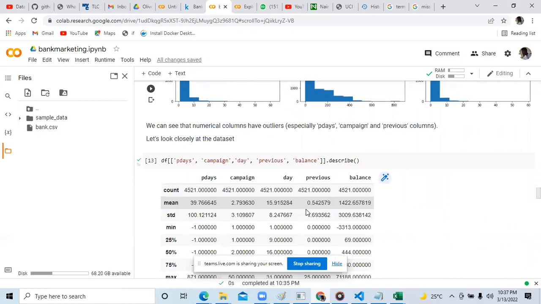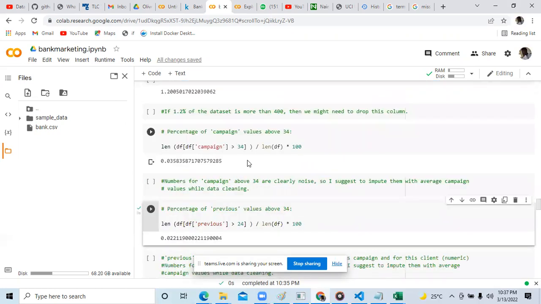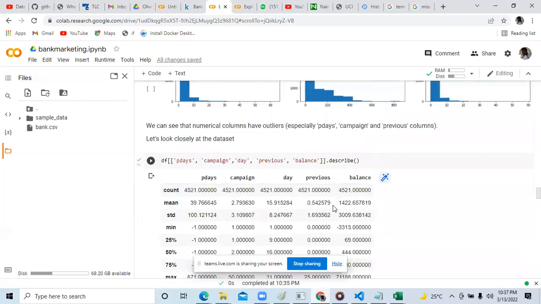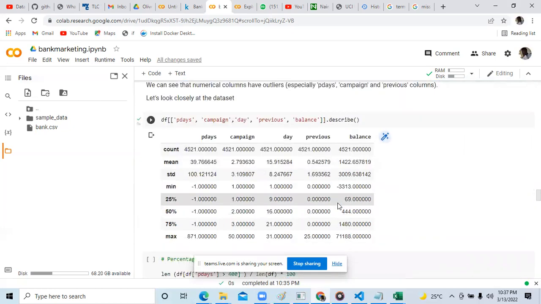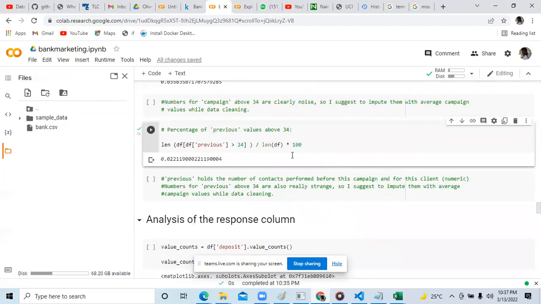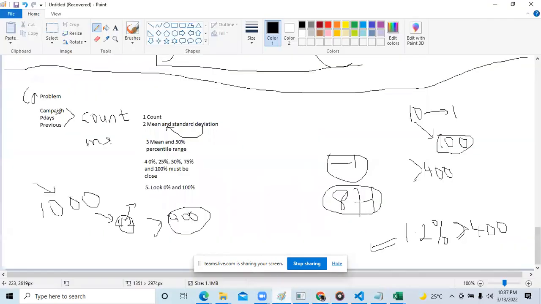So let's go to campaign. But if you leave previous, is it going to affect your insight? I don't know, so I'll have to check. I'll have to run the whole process to see if it's going to affect my insight or not. That's the reason why I didn't drop it yet. But I know that I have a problem with it, and I've written it down in my notes, that these three have problems. And then I've come to my df.describe, my statistical analysis.